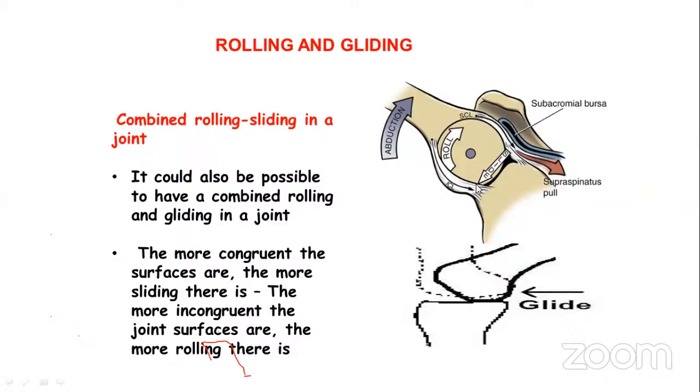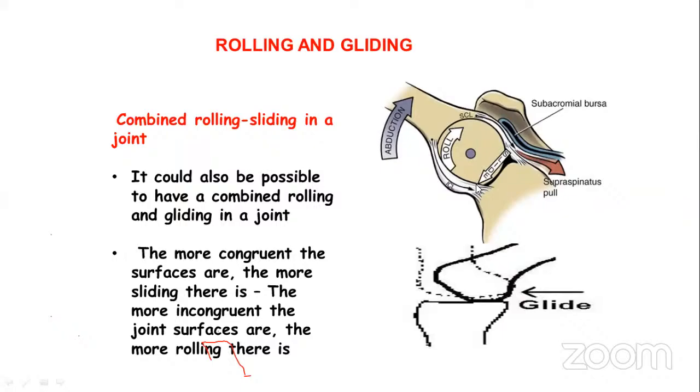But the concern is, looking at a joint at any particular point in time, could there be a general rule whereby we'll be able to predict which one will take place more in this joint? Will it be rolling or gliding? Yes, there is a rule like that.